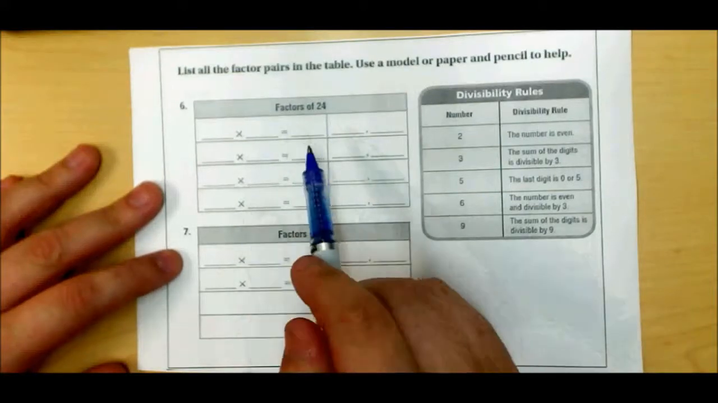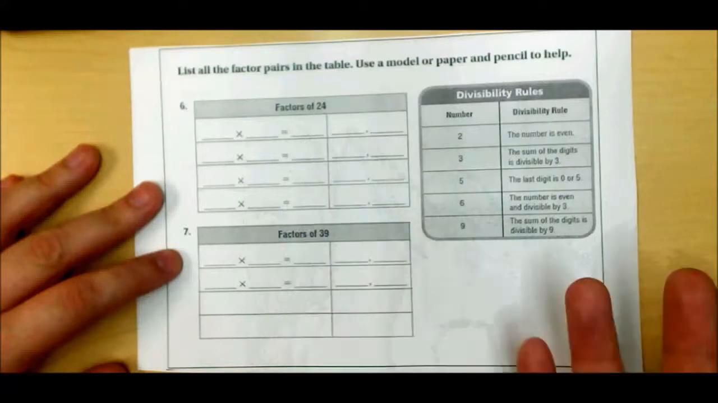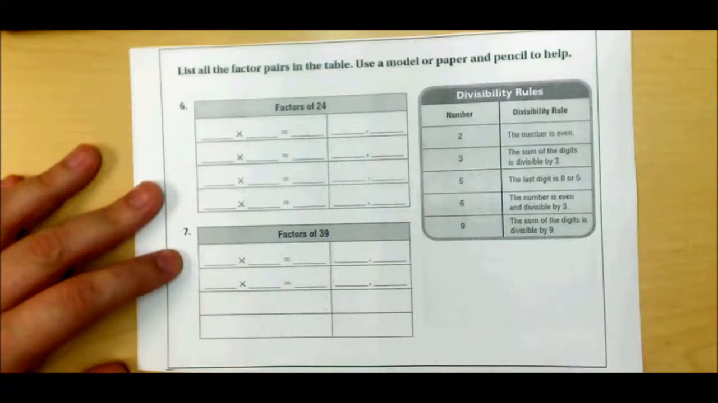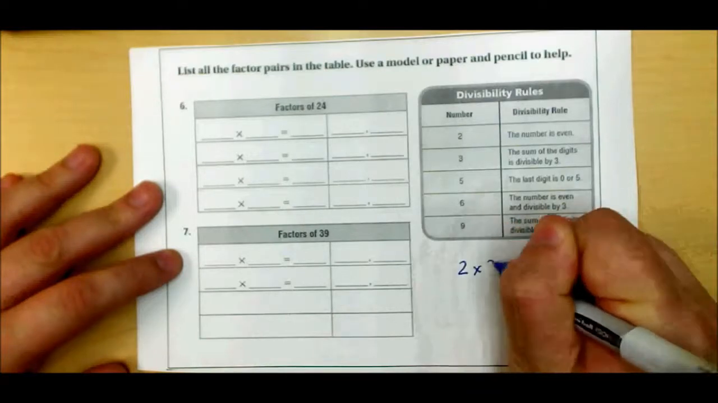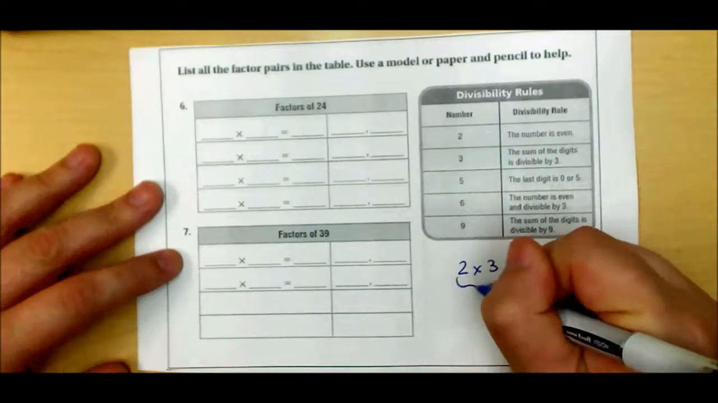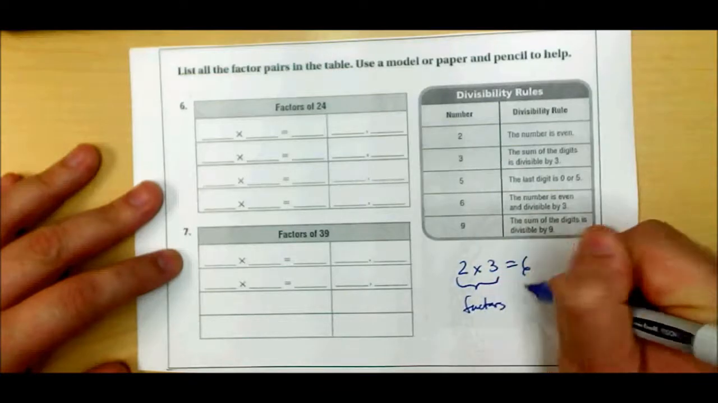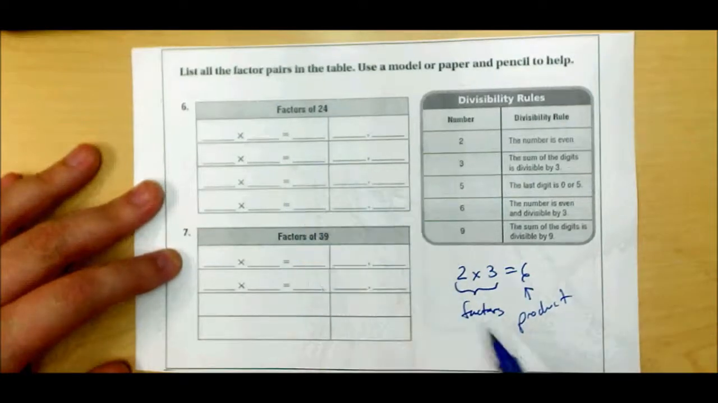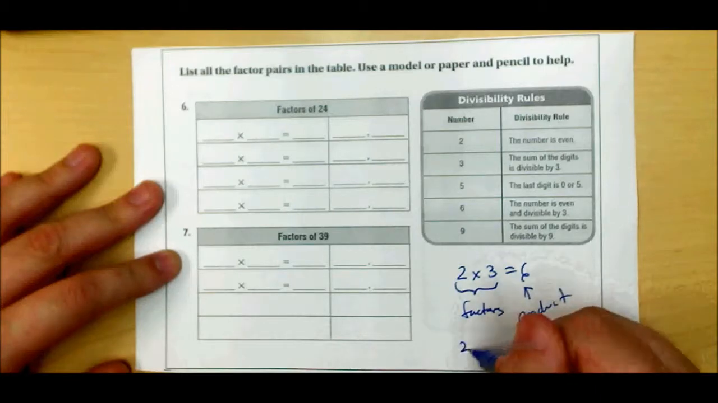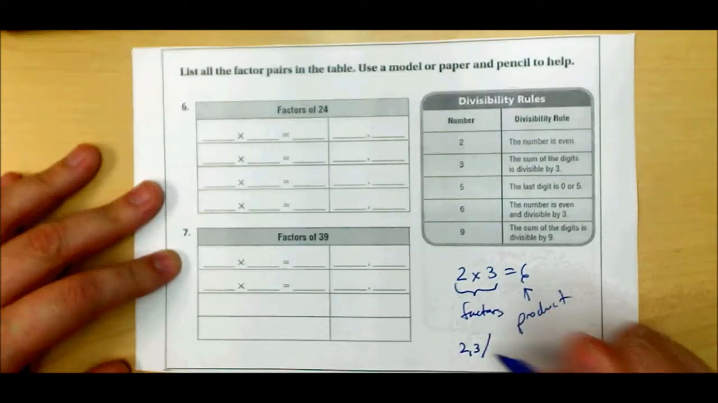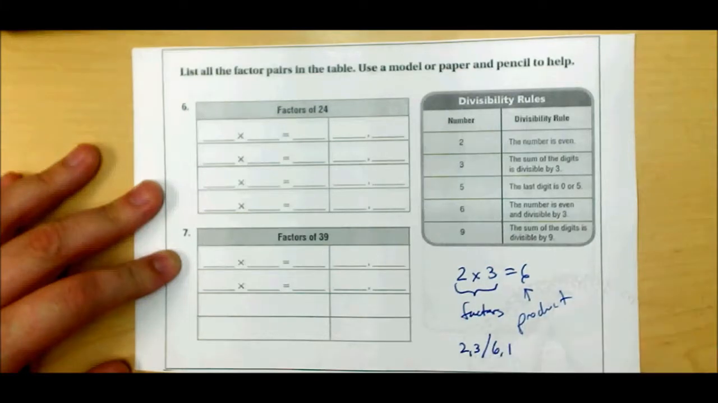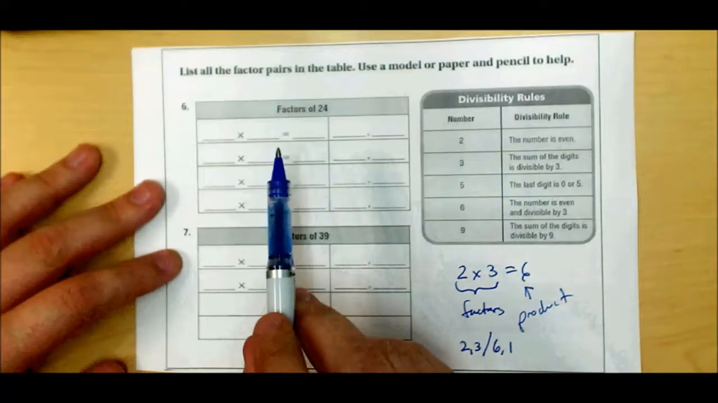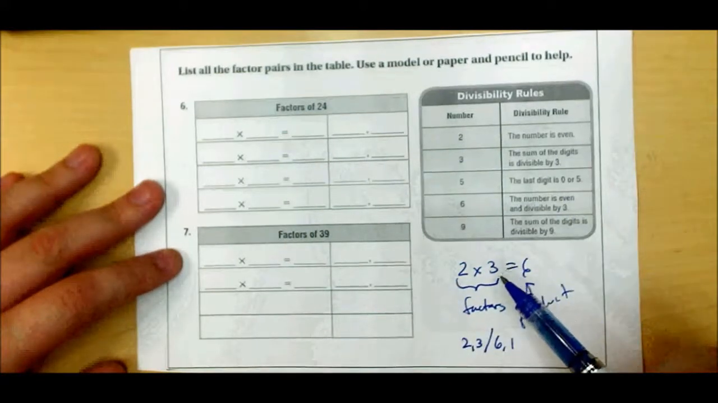The factors are two numbers that you multiply together to make a product. For example, 2 times 3 equals 6. These would be the factors, and this would be the product. Okay, and it's asking us for factor pairs. Now, factor pairs of 6 would be 2 and 3. And another factor pair would be 6 and 1, because 2 times 3 is 6, 6 times 1 is 6. Okay, now we're going to do that for 24, and we're going to use our divisibility rules to help us.